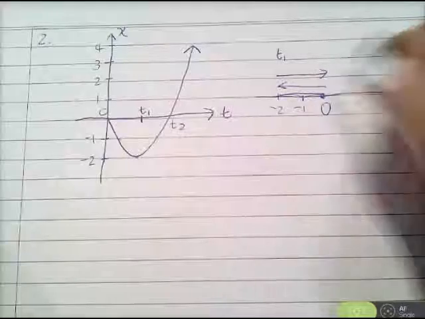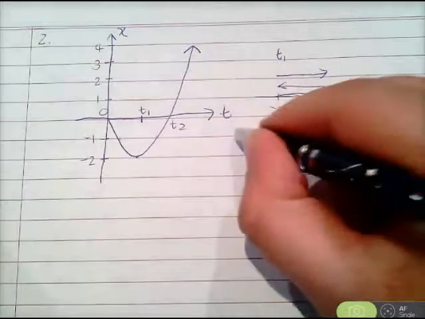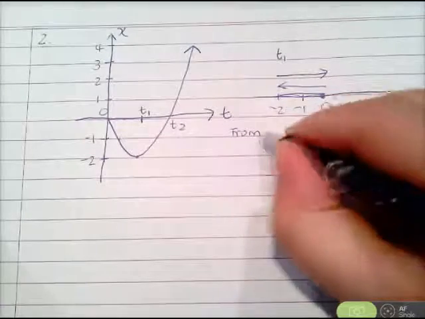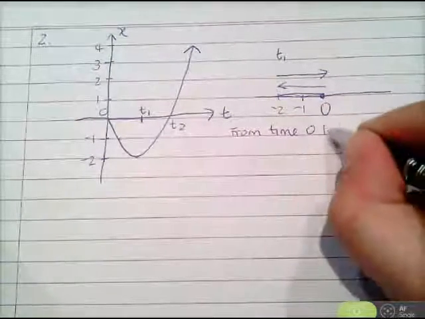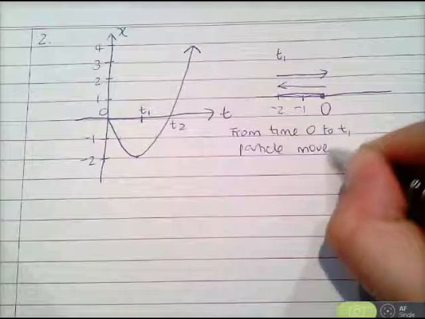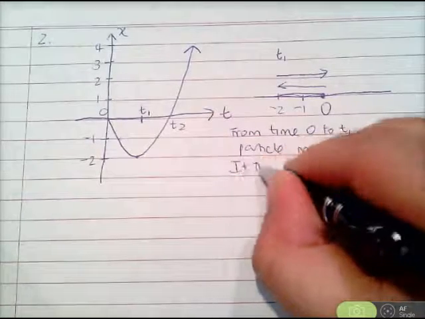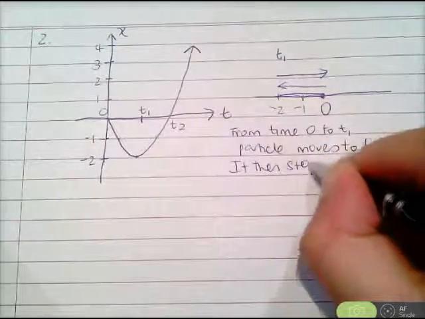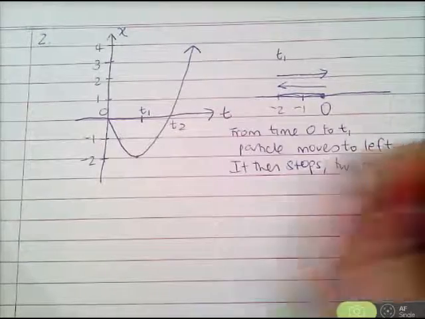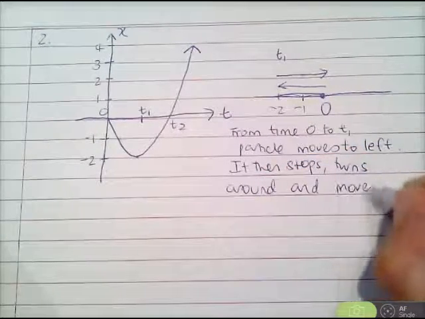So what's happened with this particle is that from time 0 to t1, the particle moves to the left. It then stops, because it has to stop, turns around and moves to the right.